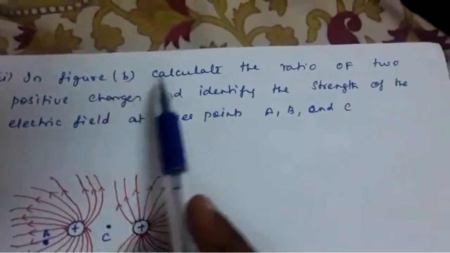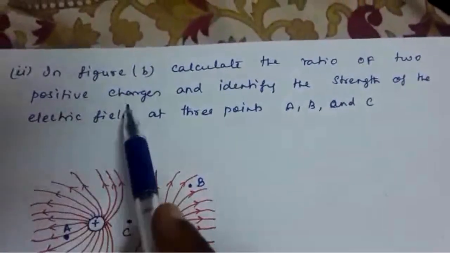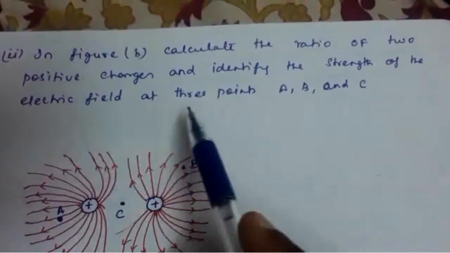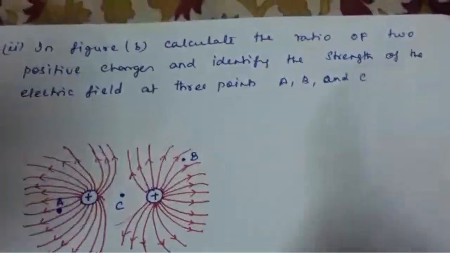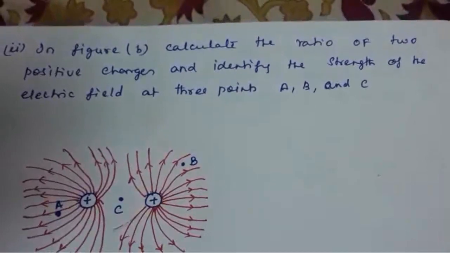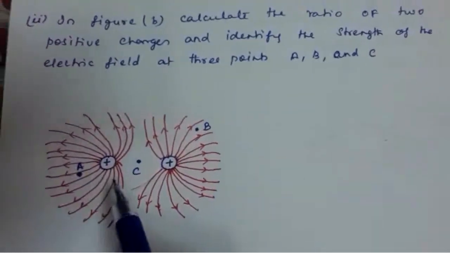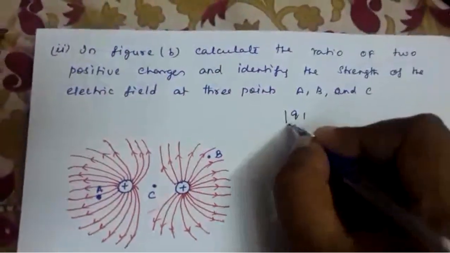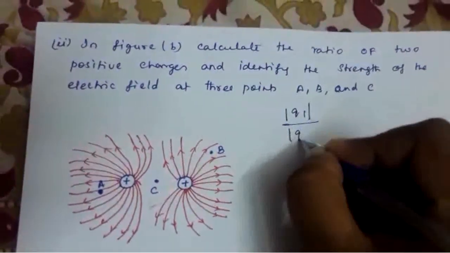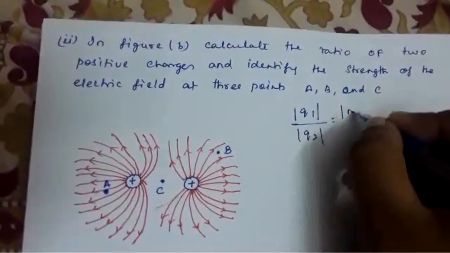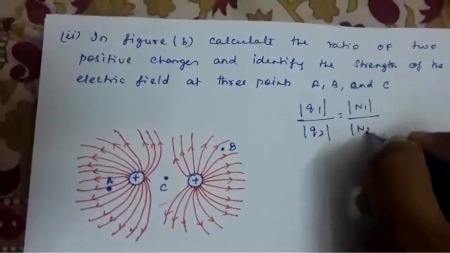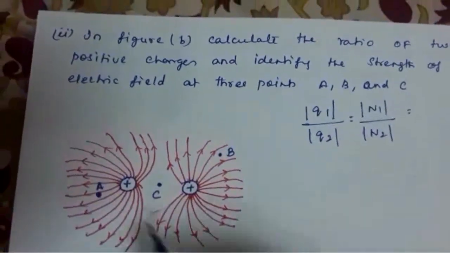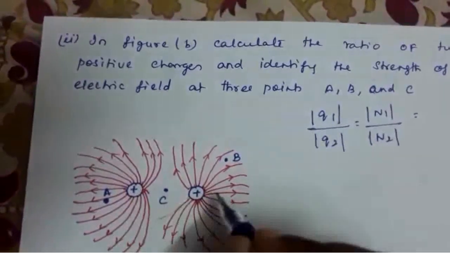In figure B, calculate the ratio of two positive charges and identify the strength of the electric field at 3 points A, B and C. Now you have to calculate the ratio of two positive charges. Here in this diagram you can see two positive charges. So the ratio of modulus of Q1 by modulus of Q2 is equal to modulus of N1 by modulus of N2. Now we can find out how many lines are there in Q1 and how many lines are there in Q2. So we can take this as Q1 and this as Q2.